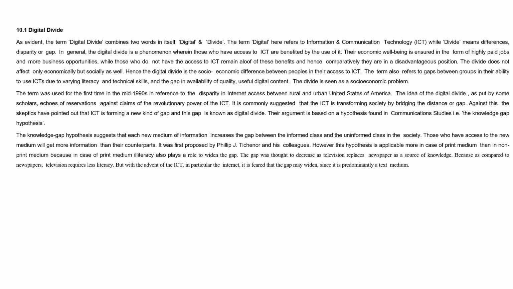This was first proposed by Philip J. Tichenor and his colleagues. However, this hypothesis is applicable only in cases of print media and non-print medium, because in case of print medium, illiteracy also plays a role to widen the gap. The gap was thought to decrease as television replaces newspaper as source of knowledge, because as compared to newspaper, television requires lesser literacy. But with the advent of ICT, in particular the internet, it is feared that the gap may widen since it is predominantly text-based.